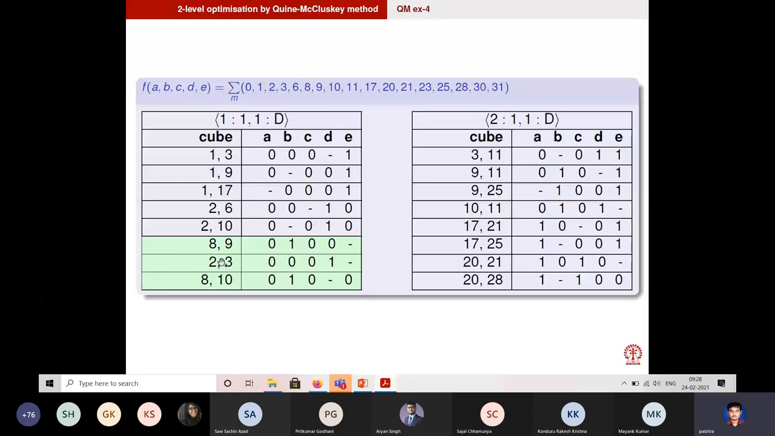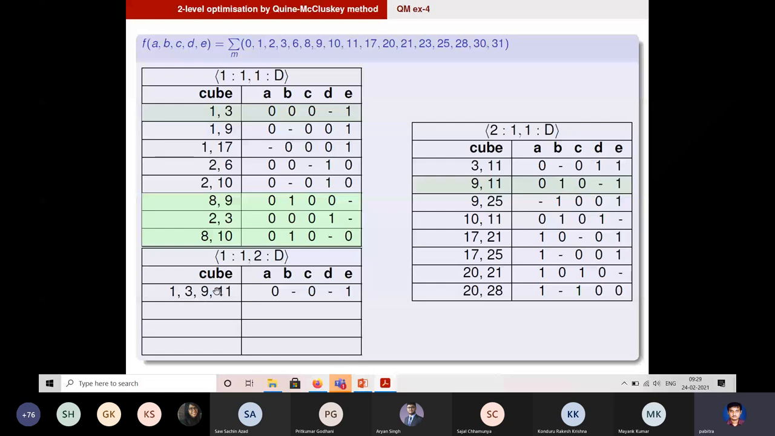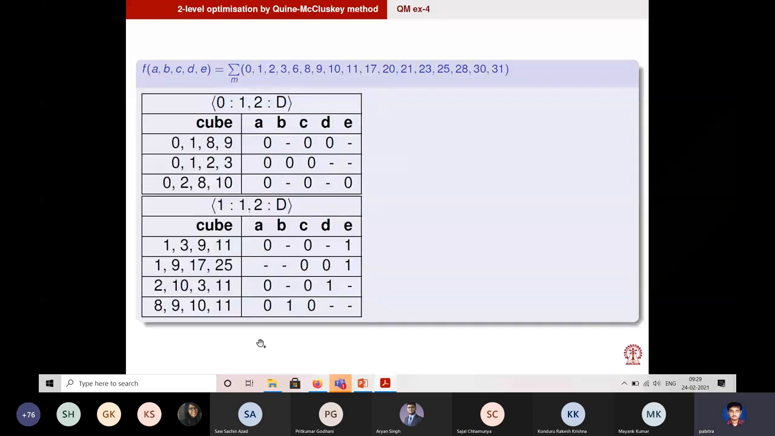Now I combine the ones with 2 dashes, so 0 ones and 1 ones, these two get combined. All right. So after this, again, you should go through these details, but they are very simple.